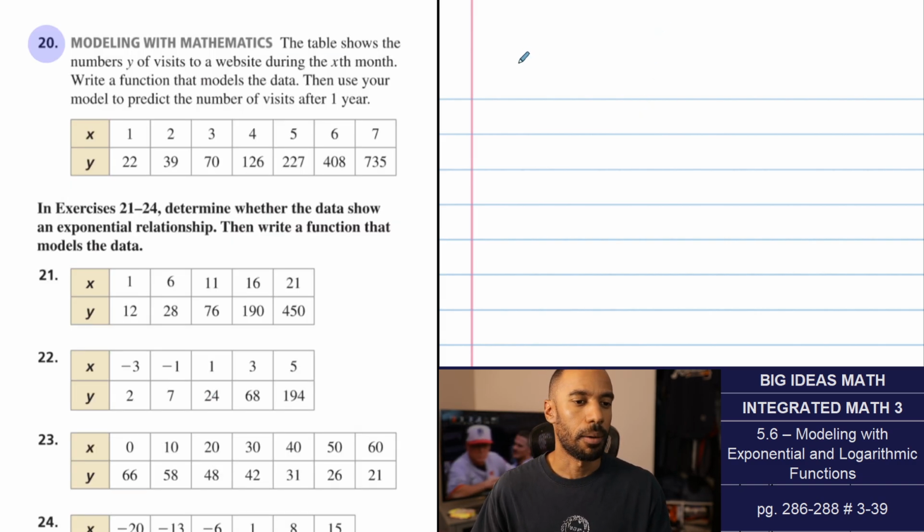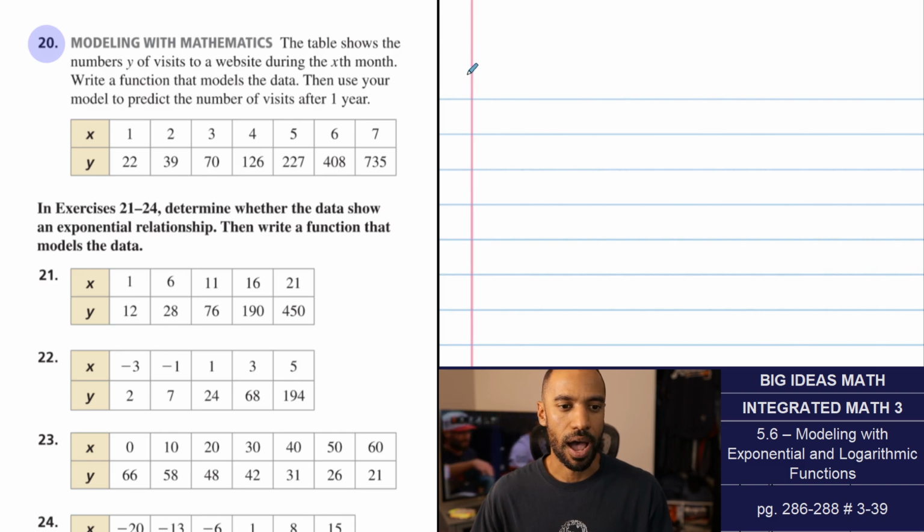Number 20. The table shows the number of Y visits to a website during the X month. Write a function that models the data, then use your model to predict the number of visits after 1 year.